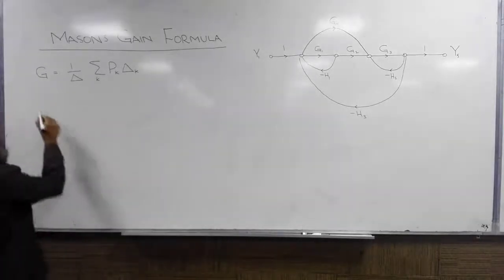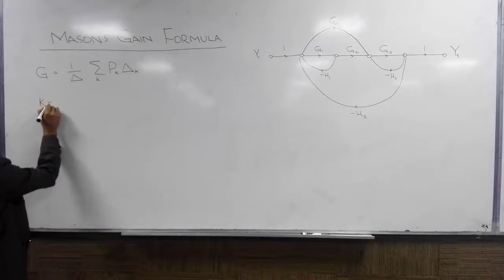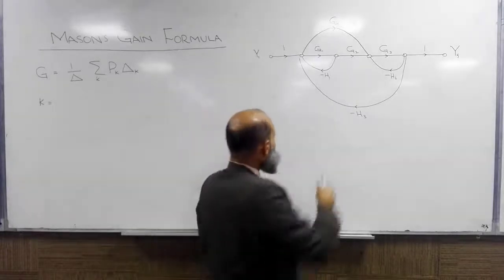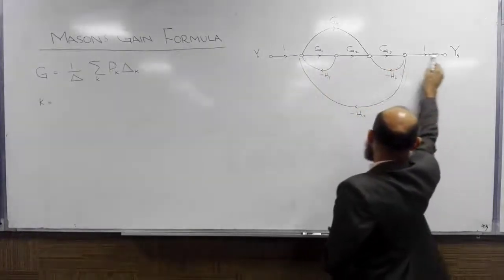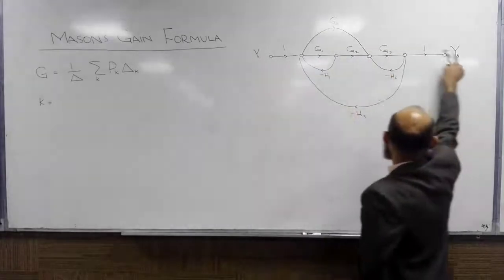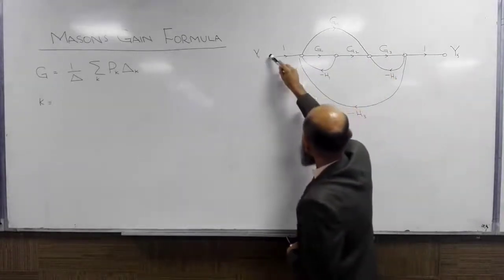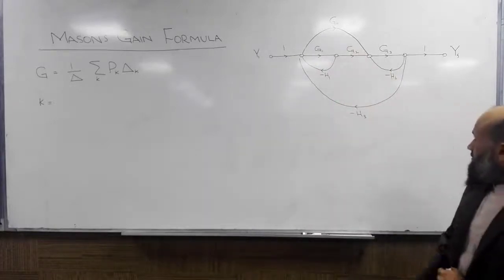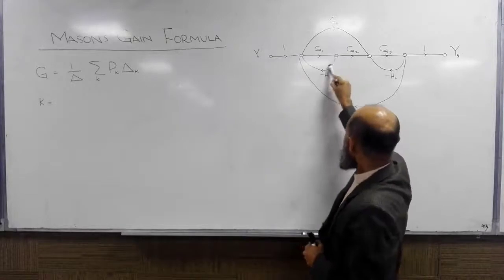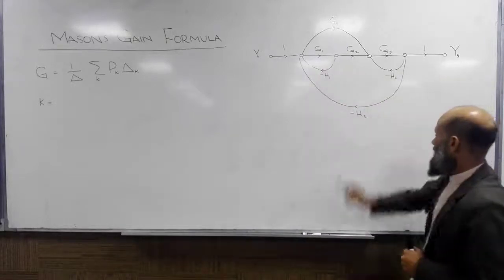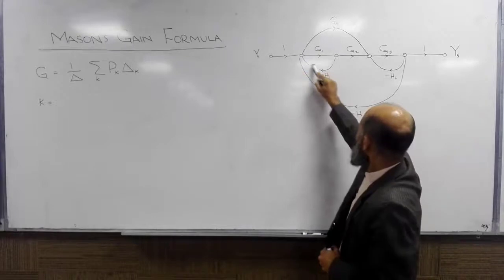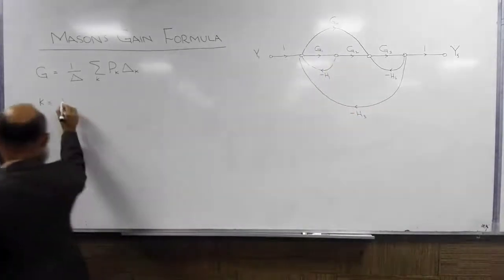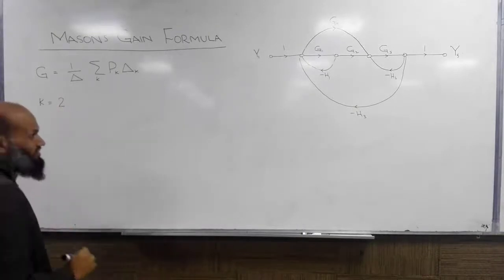K is the number of forward paths. So what is K for this particular system? There are two forward paths. We can follow this path to reach from this signal to this output signal, or we can also follow this signal. So there are two forward paths, and remember that this, for example, is not a forward path, because for this path we have to pass through these nodes multiple times. So K, number of forward paths, is equal to 2.